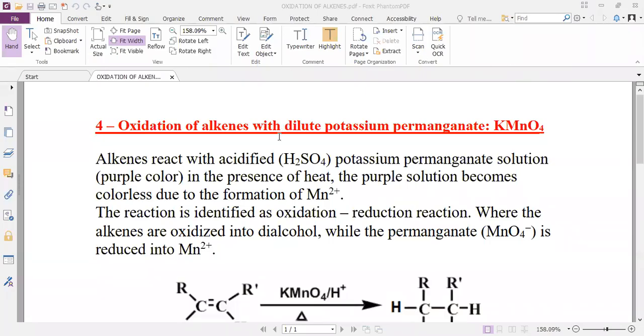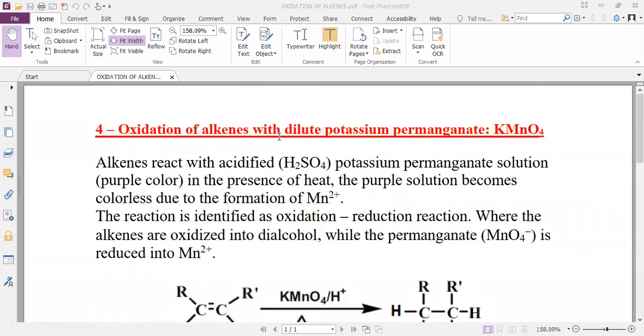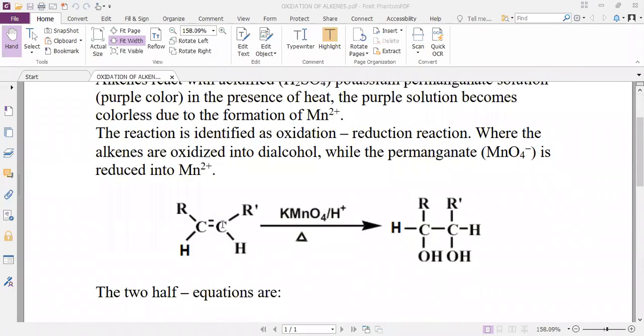Good morning, everyone. We are going to start with the last paragraph in this chapter, which is about oxidation of alkenes in the presence of potassium permanganate solution. Oxidation of alkenes means that, first of all, the double bond will be removed.